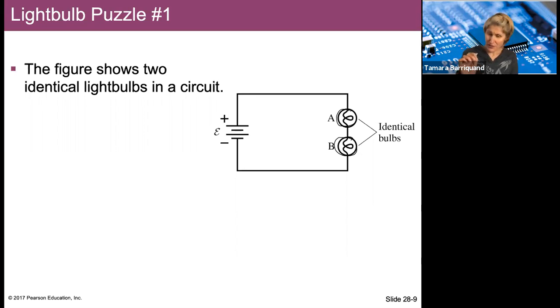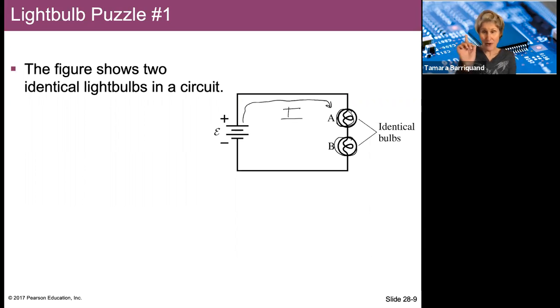If we want to know which light bulb is brighter, we might think that light bulb A would be brighter because it gets the current first, right? We see that the current's going this way around our circuit. So if the current's going that way, then light bulb A should get the current first. Maybe it uses up that current.